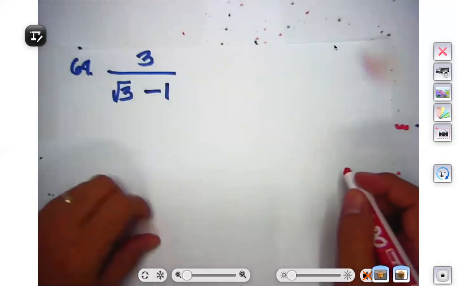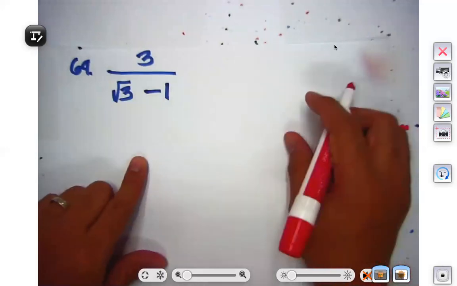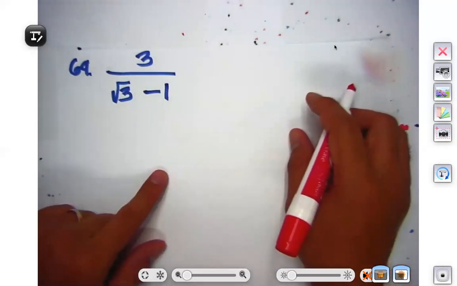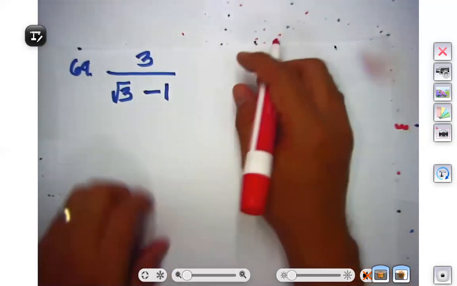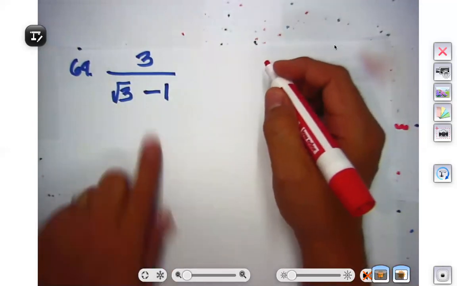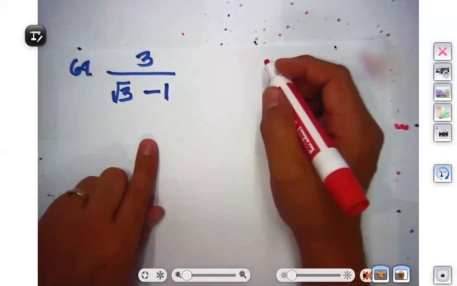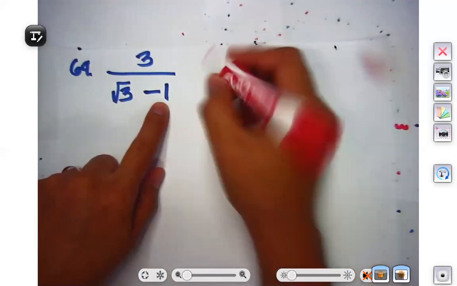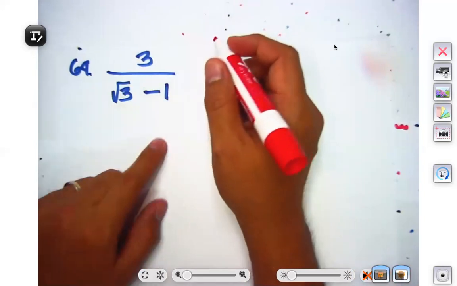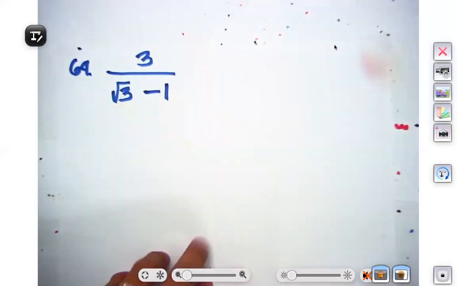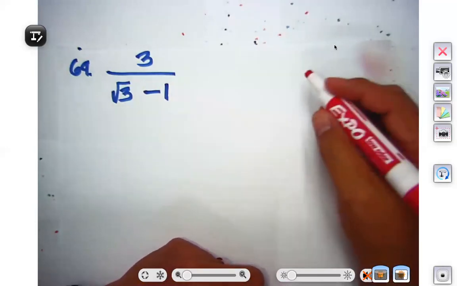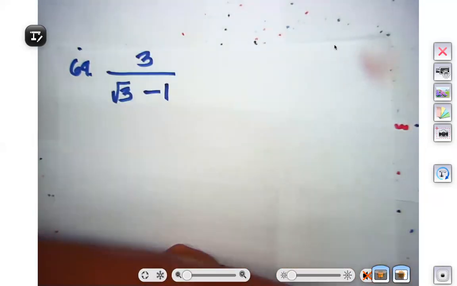In order to rationalize this, we have to use conjugates. What do you mean by conjugates? When you look for a conjugate of square root of 3 minus 1, simply reverse the operation. So the conjugate of square root of 3 minus 1 will be square root of 3 plus 1. It's like the product of a plus b and a minus b. Those are conjugates.